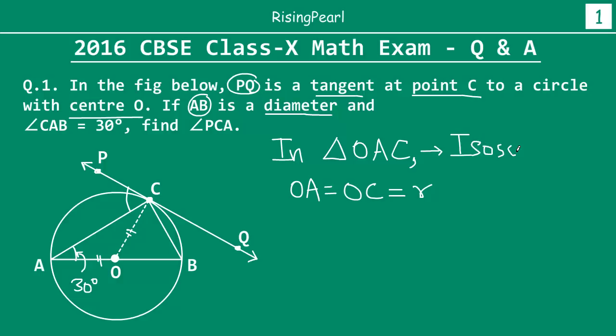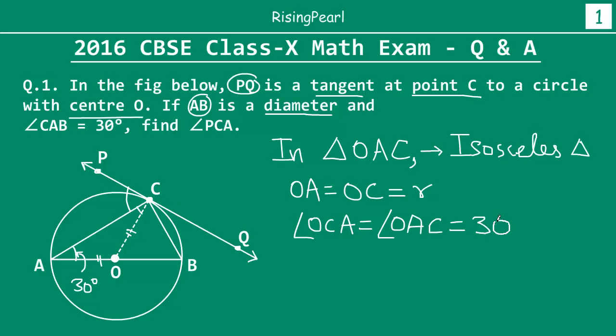Now what else do we know about an isosceles triangle? Well, we know that in an isosceles triangle, angles opposite to equal sides are equal. That means this angle, which is angle OCA, must be equal to angle OAC, but angle OAC is given as 30 degrees. It means that this angle, the small angle OCA, should also be 30 degrees.